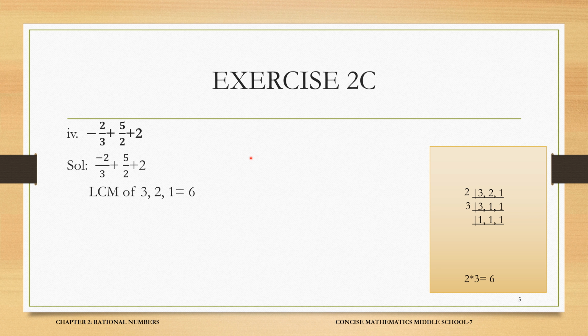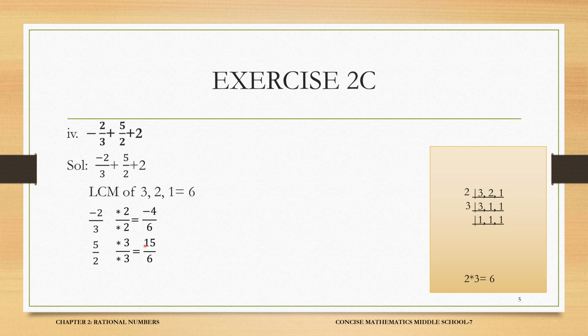3 2s are 6. Now take the first rational number, that is minus 2 by 3. To make this 3 into 6, we have to multiply this 3 with 2. 3 2s are 6. Minus into plus is minus, 2 2s are 4. So minus 4 by 6. Take the second rational number, 5 by 2, and 2 should be multiplied with 3 to make it 6. 3 2s are 6, plus into plus, 5 3s are 15.